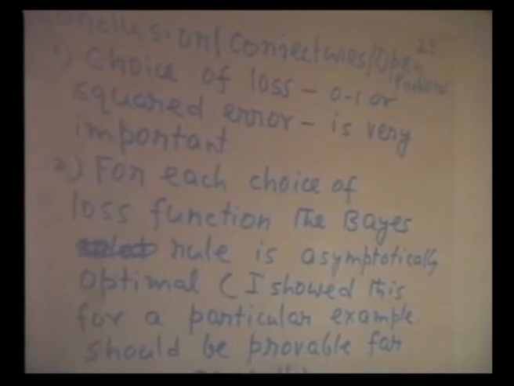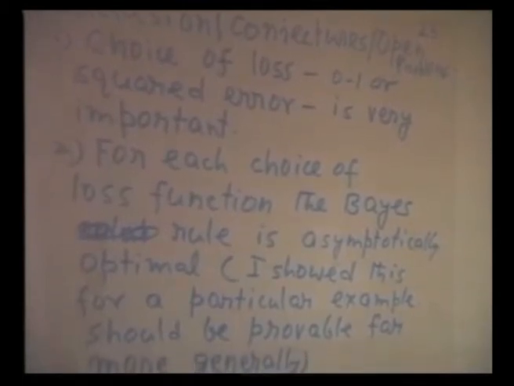So the first thing is the loss is very important. Are you doing hard science or are you doing soft science? And as you would expect, for each of these, the Bayes rule is optimal asymptotically. There's no contradiction with frequentist dispositions.